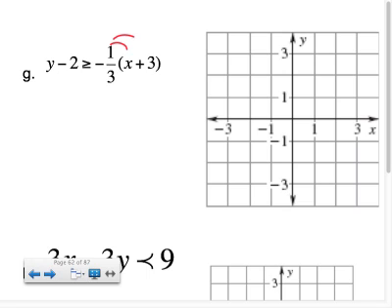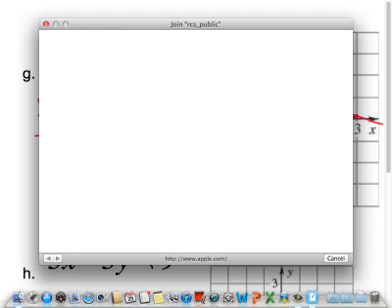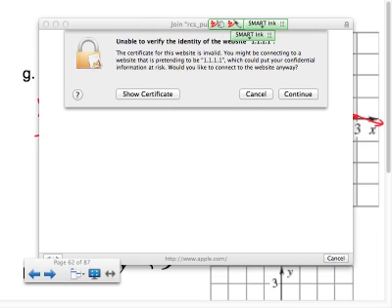I'm going to distribute this guy first. So I have y minus 2 greater than or equal to negative 1/3 x minus 1. Add your 2 to both sides. So you get y is greater than or equal to negative 1/3 x plus 1. So there's your boundary line. So go to plus 1 as your y-intercept. Down 1, right 3, right? Because it's a negative 1/3 slope. And then it's a solid line since it could be equal to.